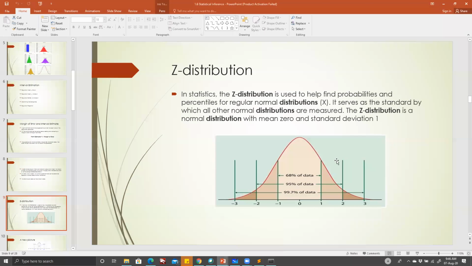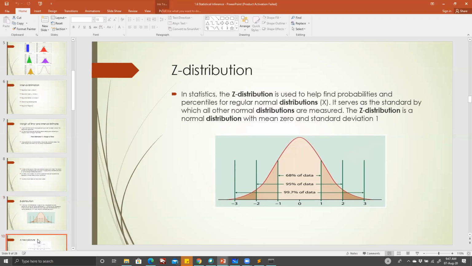What just happened here? Z distribution is very useful to find the probabilities and the percentile of any kind of normal distribution, and we will show you that it serves as a standard against which all the other normal distributions are measured. Remember, z distribution is just a normal distribution with a mean 0 and standard deviation 1. That's it. It follows all the rules of normal distribution.